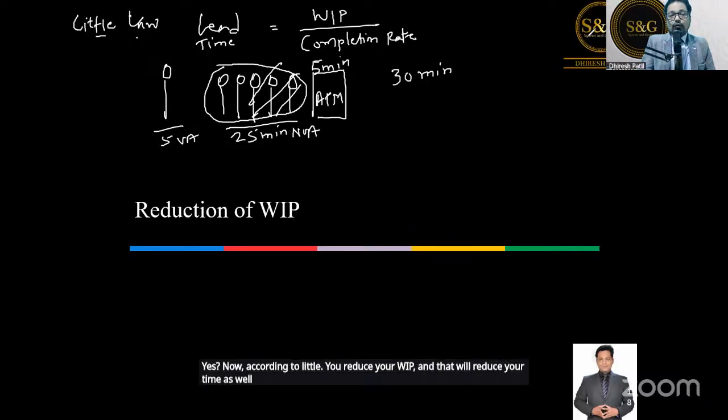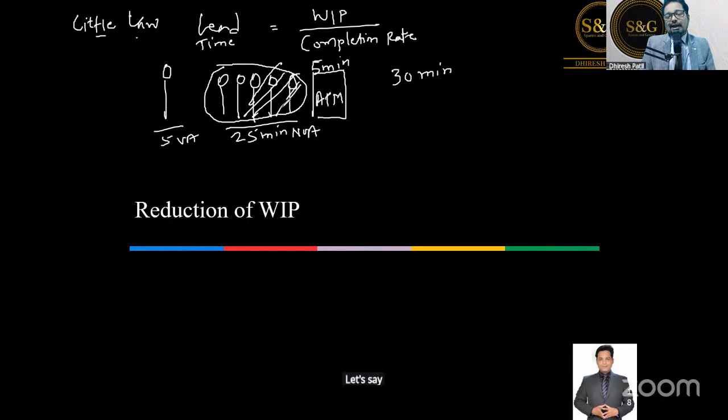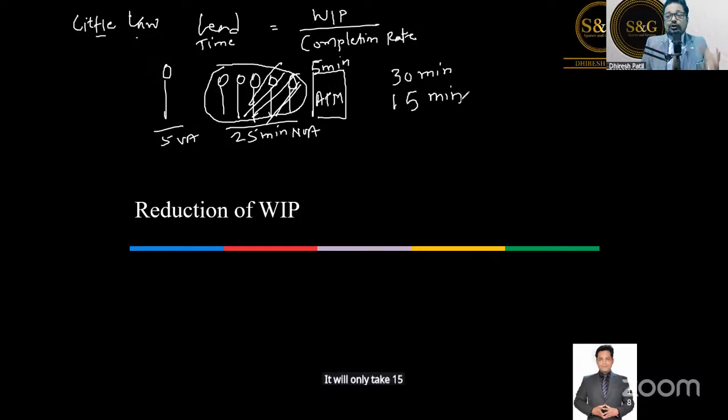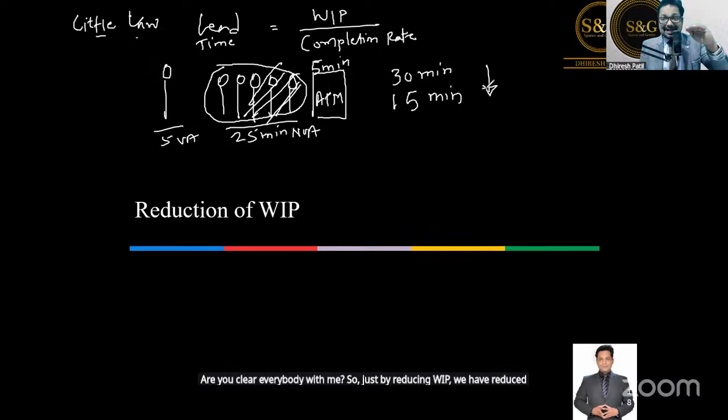So now we will cut down. In the second scenario, let's say you go to the ATM and there are only 2 people in the queue. So we have cut down the WIP. Now when there are only 2 people and you are the 3rd person, it will only take 15 minutes for you to take out the cash. Yes or no? Are you clear, everybody with me? So just by reducing WIP, we have reduced the lead time.